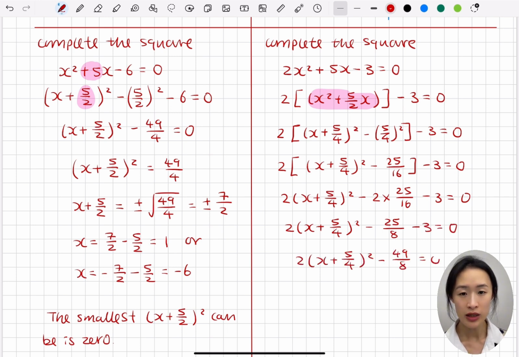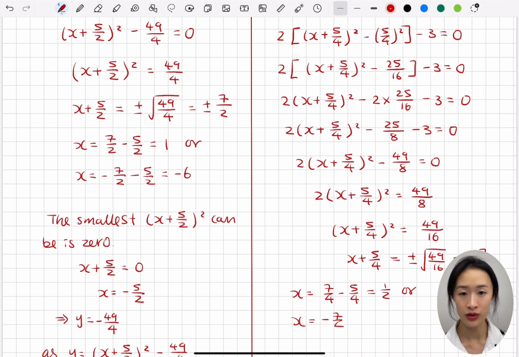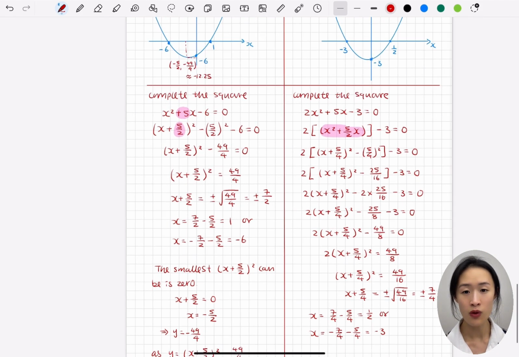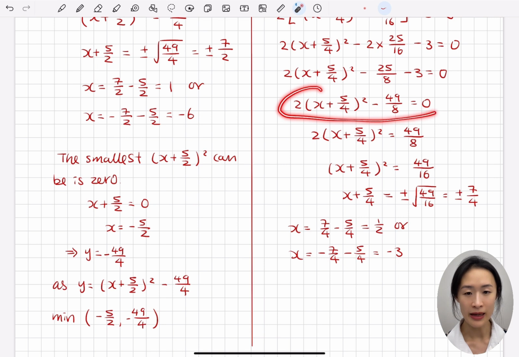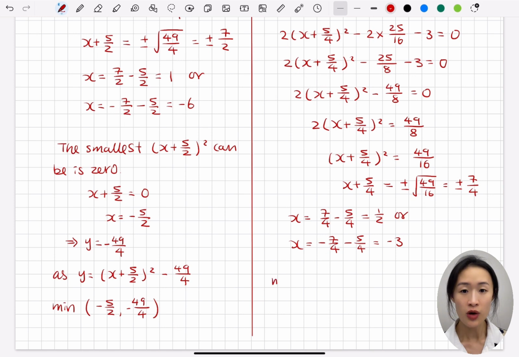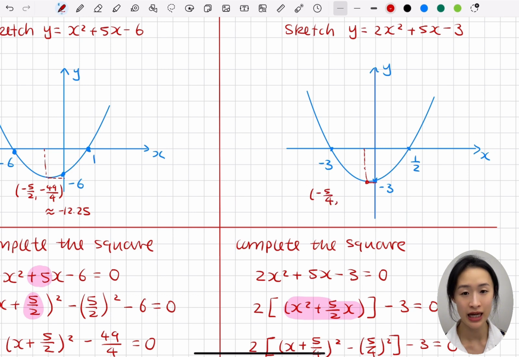Now by solving this equation, I will find that x is a half or negative 3. It is the same answer as before when we solved it using factorization. By looking at this step, we'll be able to find the minimum point of my curve so that I will be able to have a better sketch. So the minimum value occurs when x equals negative 5 over 4, and then the y value is going to be negative 49 over 8. So now I'll be able to go back to my curve and make improvements on my sketch.